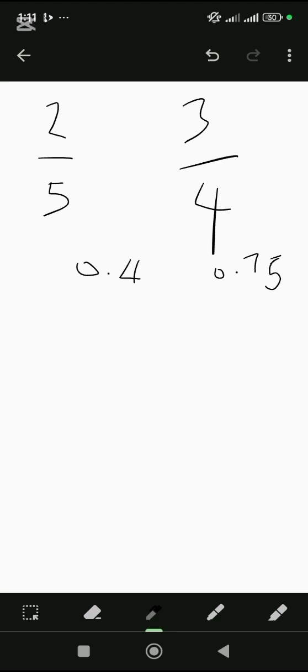Okay, we can clearly see here also that 0.4 is less than 0.75, and so we can just use our less than. This is how we can compare, either using the cross multiplication method or using the conversion to decimal method.